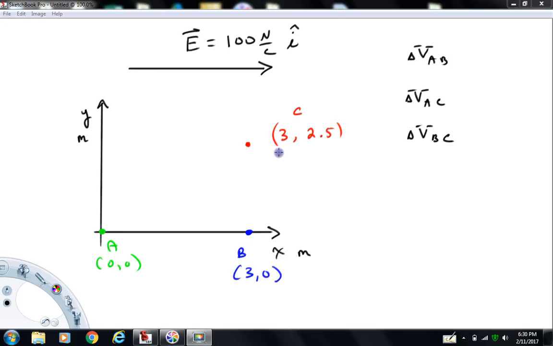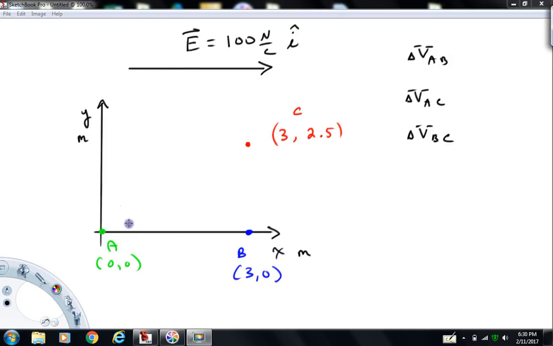The purpose of this video is just to go through some quick conceptual examples of calculating potential difference. What we're looking at is this region in space. I've got three sets of coordinates defined by some coordinate system. Point A is at the point 0, 0. Point B is at the point 3, 0. Point C is at the point 3, 2.5, where these distances are in meters.